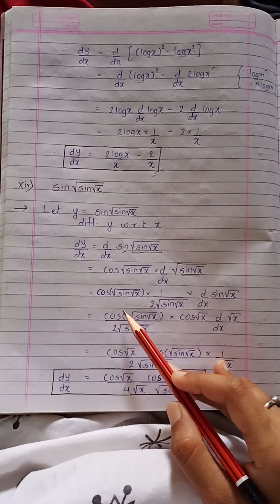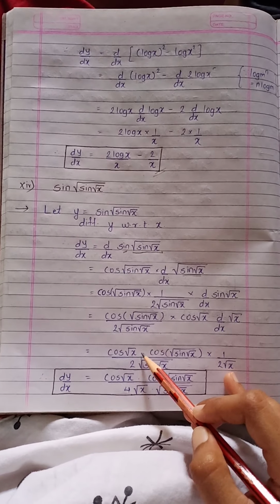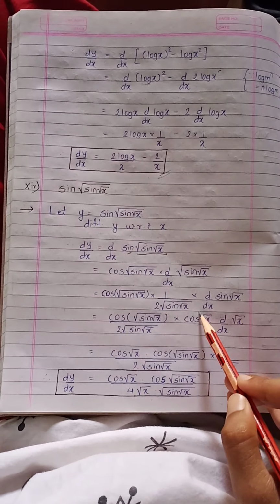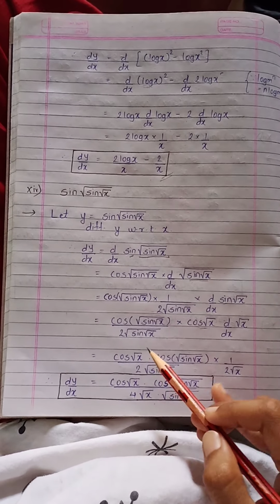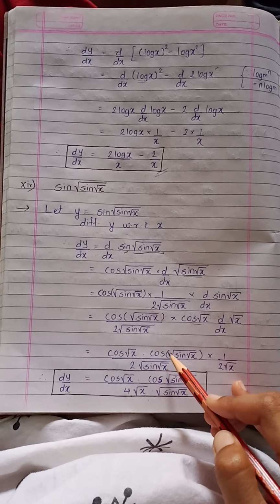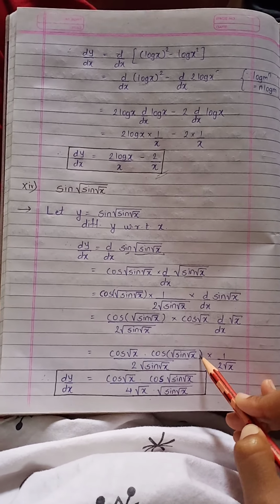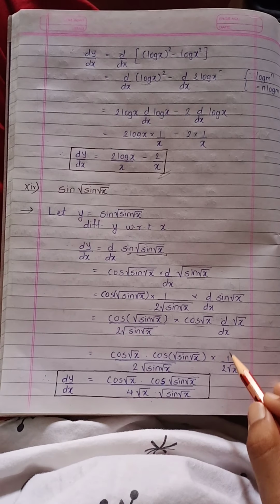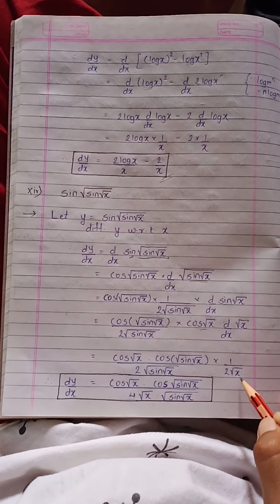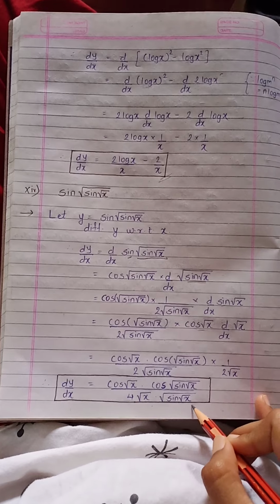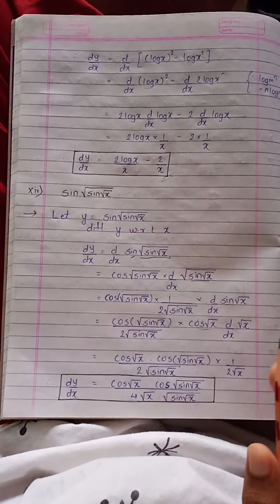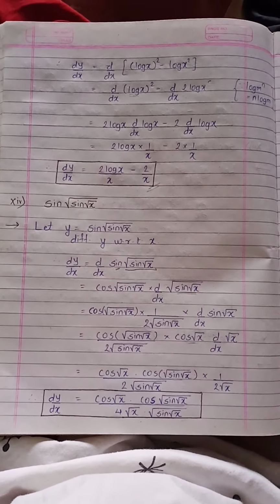Next step is cos of root sine root x. Now yes, this cos, the inner part here is small, so you can write that first. cos root x into cos root sin root x upon this 2 root sin root x, and the derivative of root x is of course 1 upon 2 root x. Arrange the final answer and write it. See, this is 2 into 2, 4, everything else is written as it is. Okay.